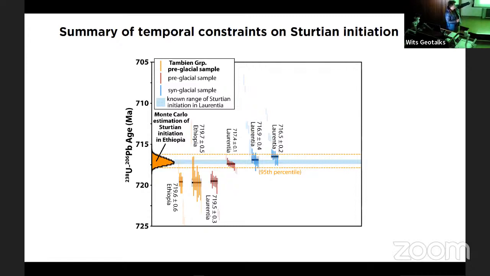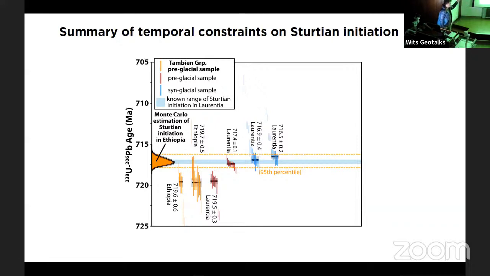We had one age of 716.9 that was above the beginning of the diamictite, and we had an age of 717.4 below the diamictite. So that gives us this blue bar that runs across the screen here. That's what we think is the timing of initiation of the glacial event in northwest Canada, right? And it's actually pretty crazy, but it lines up almost exactly with the distribution of our age estimate that we got from Ethiopia.